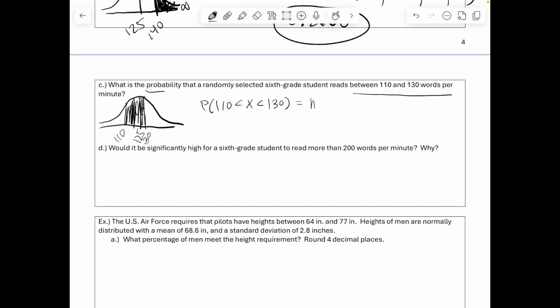So again, using normal CDF to calculate that probability. The shading starts at 110 and ends at 130. Our mean again is 125 and our standard deviation is 24.